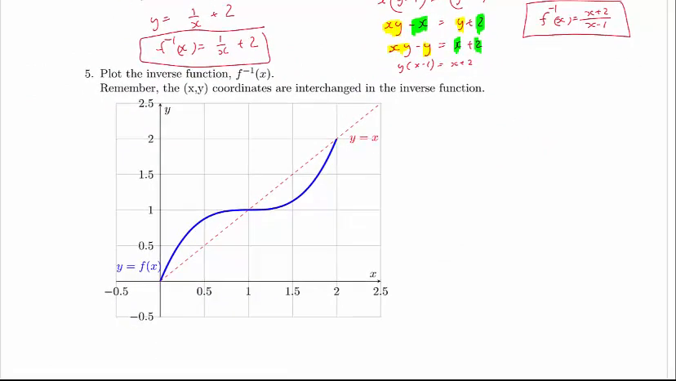Okay, so on this last example here, we're given the function, and we're asked to plot the inverse. So we don't know exactly what the function is, but we know what the graph of the function looks like. So what would the graph of the inverse look like? Well, it's just going to be symmetric about this line.